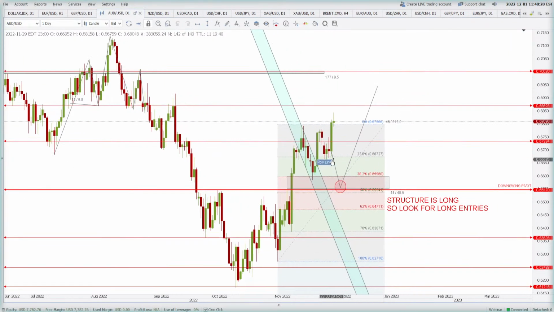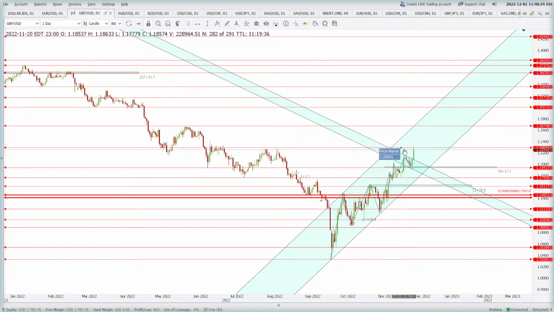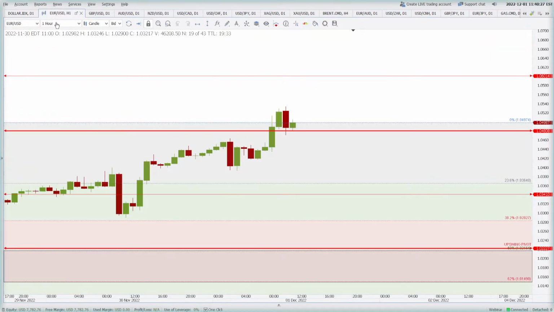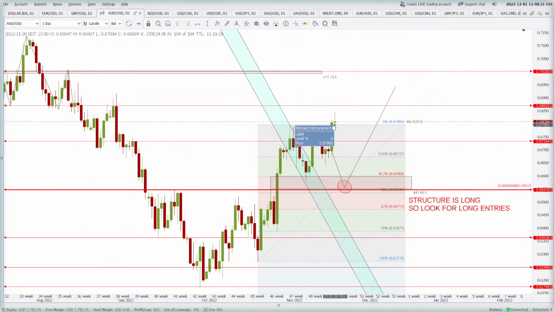Australian dollar also is going good. Actually, it is not that green. If you see Brent pound, it is all green. If you see euro on the daily, it is all green. But Australian dollar, is there something wrong with the Australian dollar? What do you guys think?